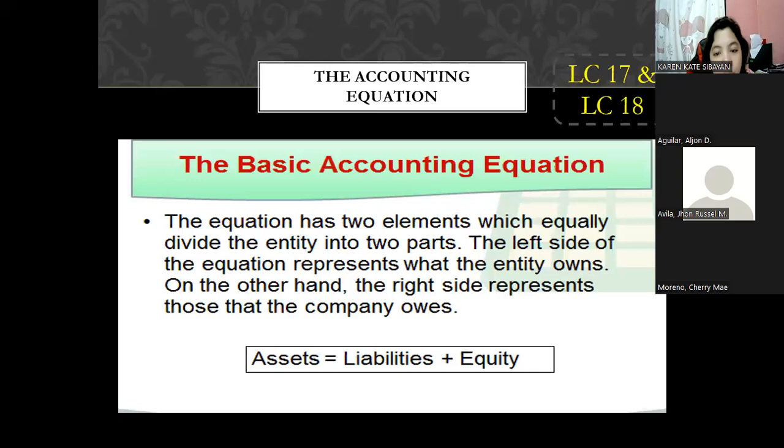So the basic accounting equation, class, is assets equals liabilities plus owner's equity. So pag sinabi nating asset, usually it represents what the company owns. On the other hand naman, the right side, liabilities plus equity, represents what the company owes. So kaya nga ganyan ang equation, meaning to say, if you add your liabilities and equity, the total should be equal to your total assets.